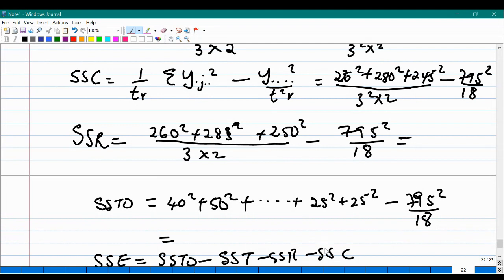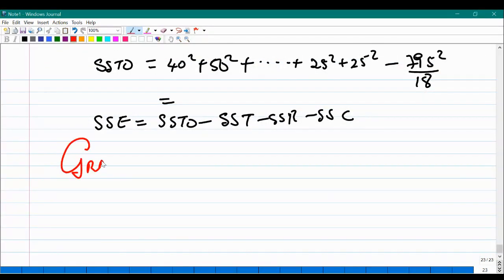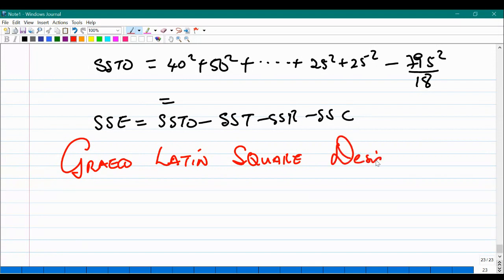How does the next section differ from whatever we've been doing, which is the Greco-Latin square? We're always enjoying here. Now we move to another one, which is called the Greco-Latin square design.